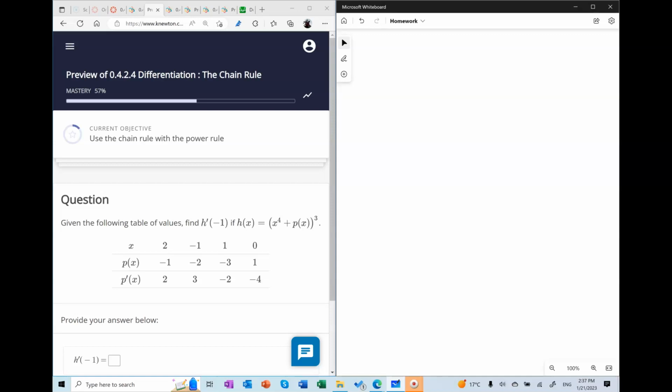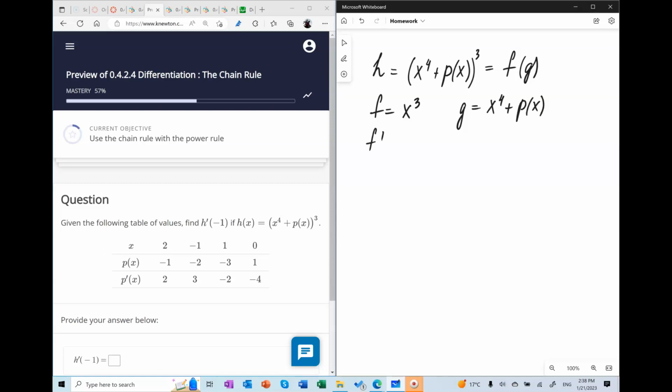Okay, so derivative of h. Derivative of h is equal to x to the 4 plus p of x to the power 3, and we can view it as a composition of two functions, f and g, where f is the cubing and g is what's inside of the parentheses, and the derivative of f is 3x squared, and the derivative of g, by the linearity, is 4x cubed plus p prime x.